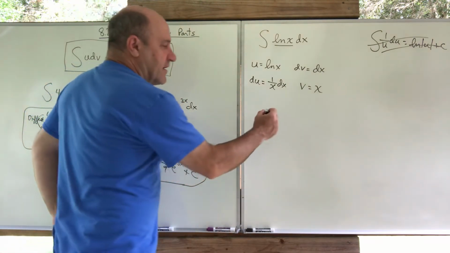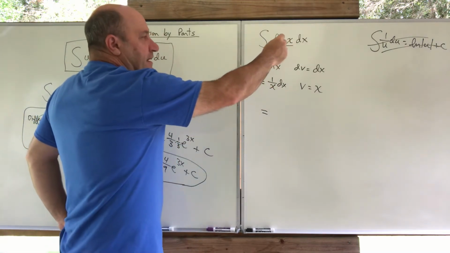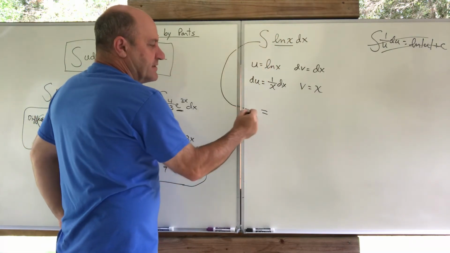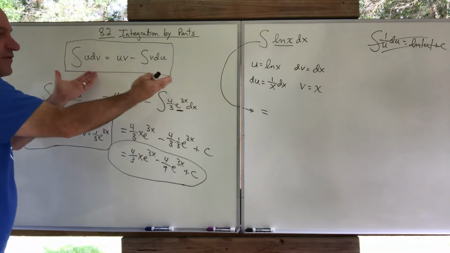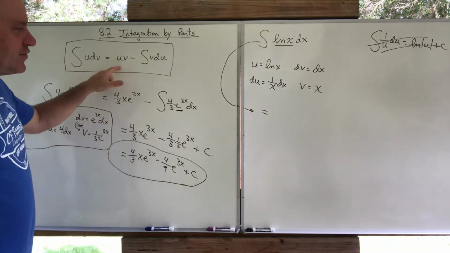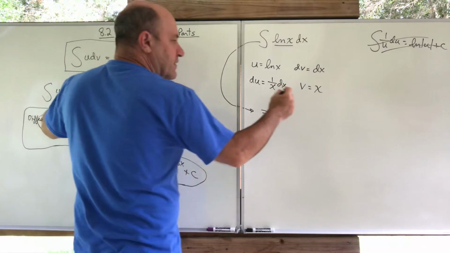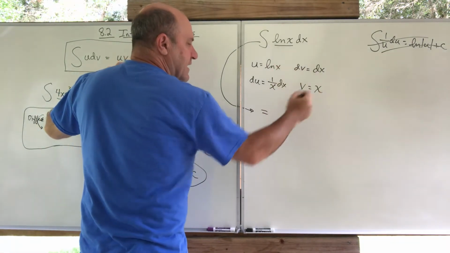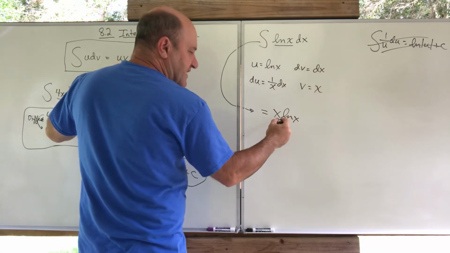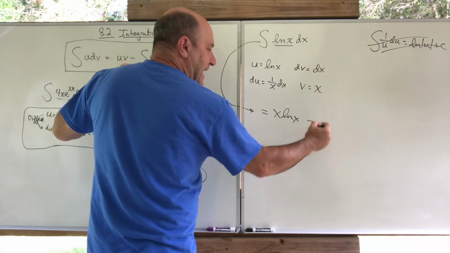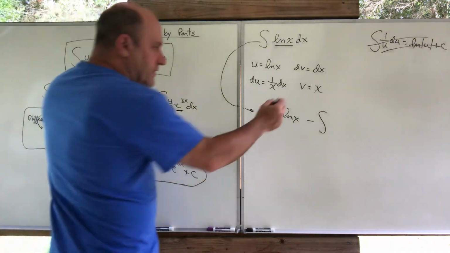And now I'm going to jump down here, where the answer to this integral is, according to the integration by parts formula, uv minus the integral of v du. I like to write that like this: u times v, minus the integral of v du.